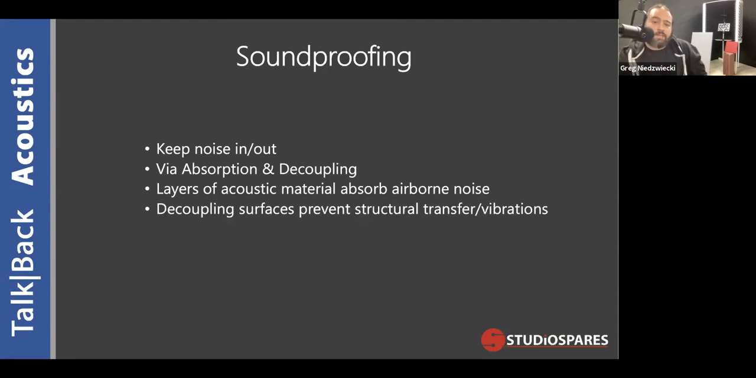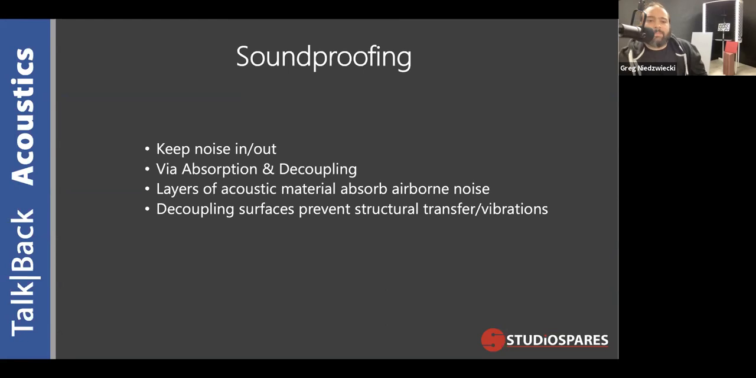Decoupling, on the other hand, is designed to detach one surface from another to prevent vibrations from traveling through a surface and being amplified. You may have put a mobile phone on vibrate on a table and noticed that the vibrations can be amplified through the table into an audible noise, into a tone.